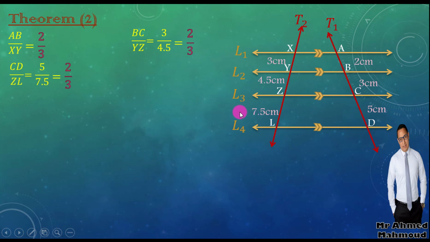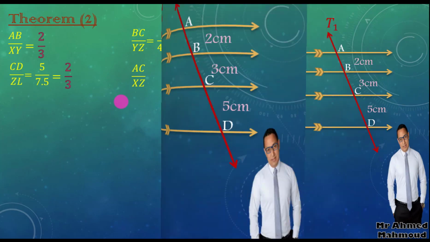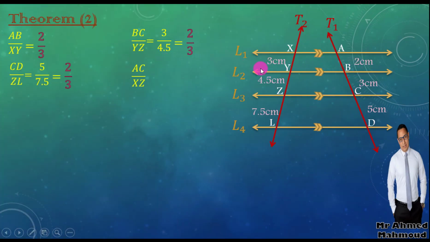Now I'm going to take a new line segment. For example, if I take AC, the opposite to AC is XZ. Taking the ratio between AC and XZ, AC over XZ equals 2 plus 3, which is 5, over 3 plus 4.5, which is 7.5. So it is 5 over 7.5, also equal to 2 over 3. Also I'm going to take another line segment, BD, and its opposite is YL. BD over YL equals 8 over 12, because 3 and 5 is 8, and 4.5 plus 7.5 equals 12. It equals 2 over 3 in the simplest form.